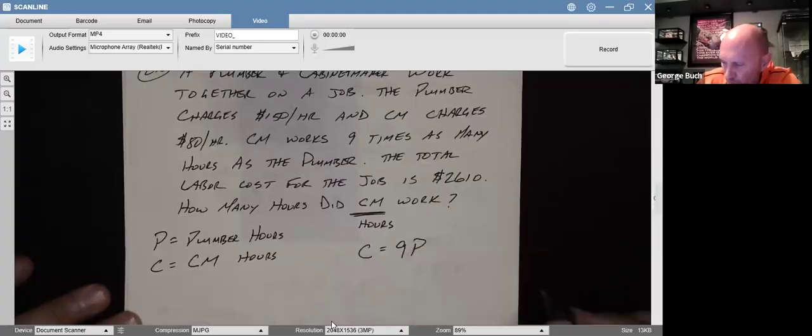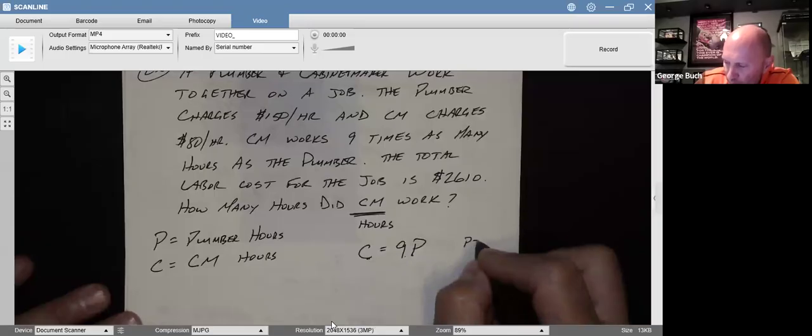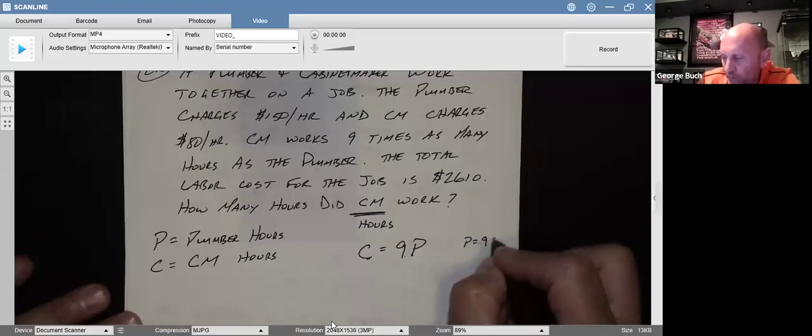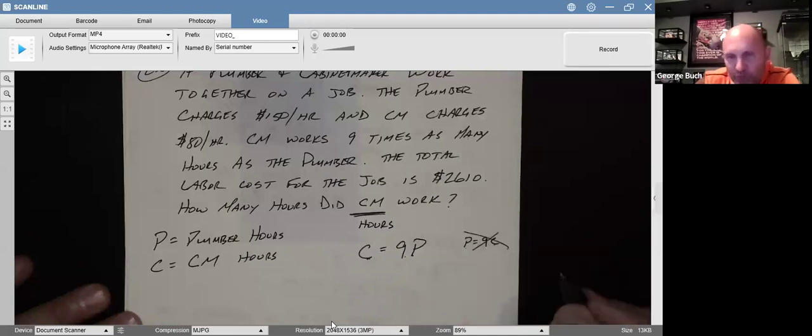So let's check. If the plumber works 1 hour, 9 times 1 is 9. Yep. If the plumber works 2, 9 times 2 is 18. Yes, that's right. If I would have done it the other way, that the plumber is 9 times C, well, that doesn't make sense, right? Because that means if the cabinet maker worked 1 hour, the plumber worked 9 hours. And I know I have it backwards. So just run some little checks like that as you set up the equations.